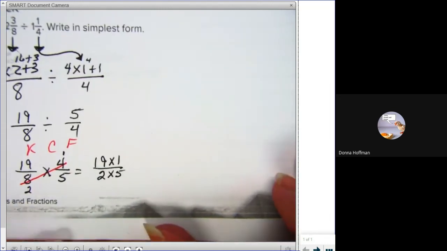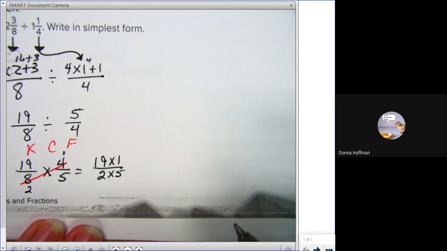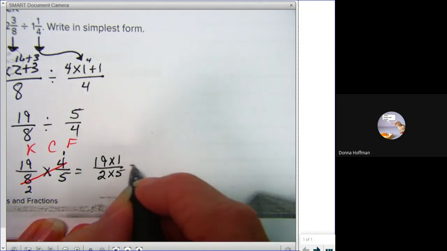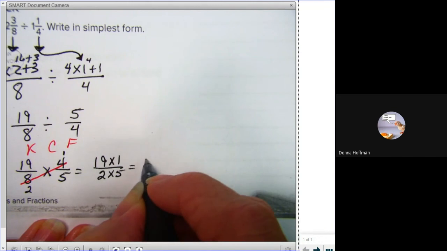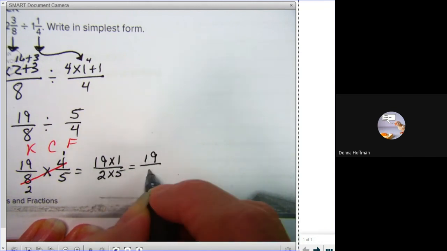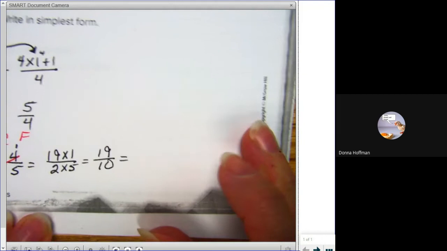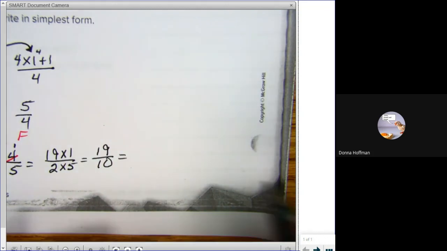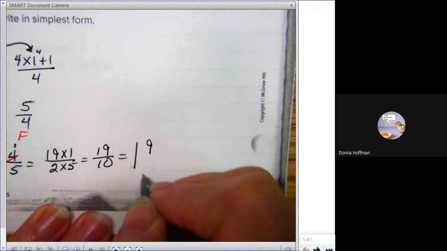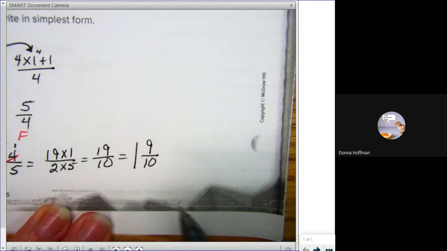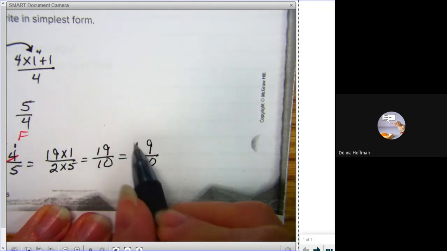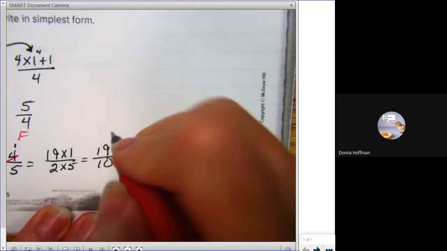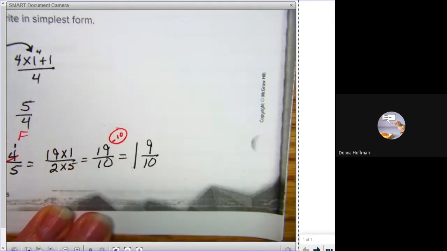You can already see it's easier. I don't want to multiply 19 times 4. 19 times 1 is much better. And 2 times 5 is 10. And to simplify this, if I have 19 pieces when it takes 10 to make a whole, I have enough to build one whole with 9 pieces left over. Because if I pull out one set of 10, that would be a minus 10 here. 19 minus 10 gives me my remaining pieces of 9 over 10.